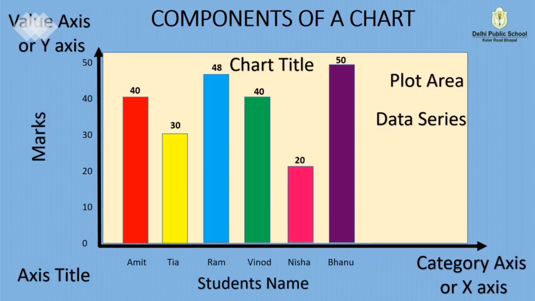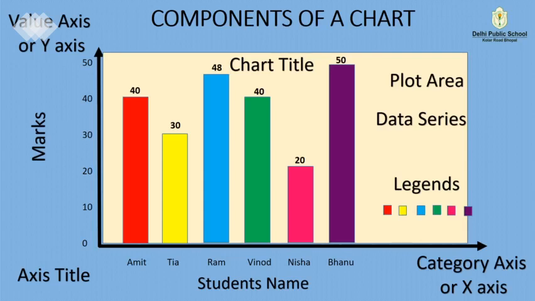After this, next is the legends. Now what are legends? Legends are basically the colors, patterns and symbols that are assigned to a data series. Here you can see that the record for Amit is in red color, for Tia it is in yellow color, for Ram it is in blue color. So all these small legend symbols depict the colors which are representing the data.